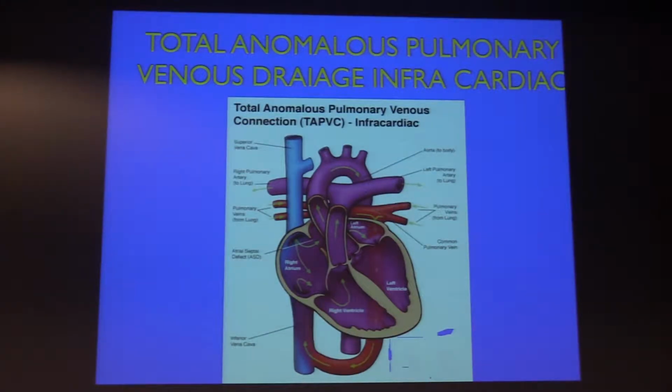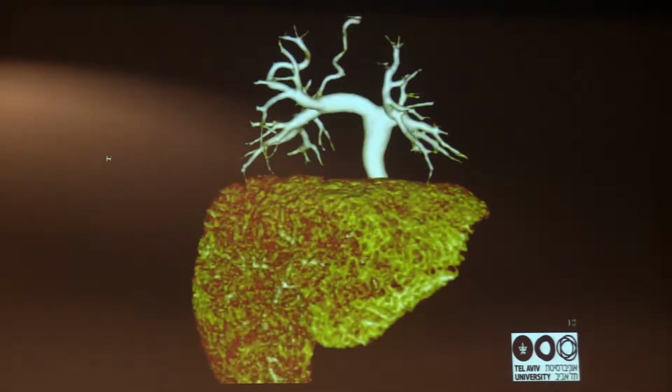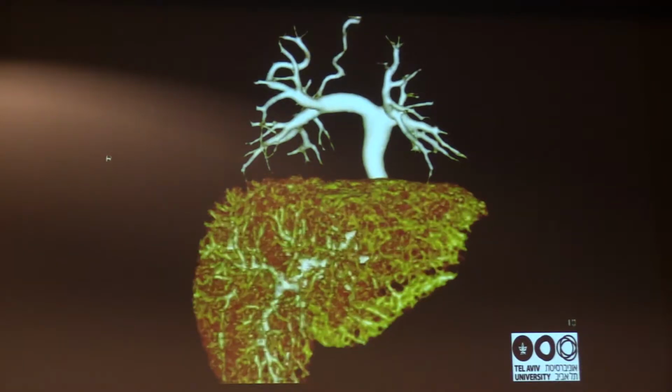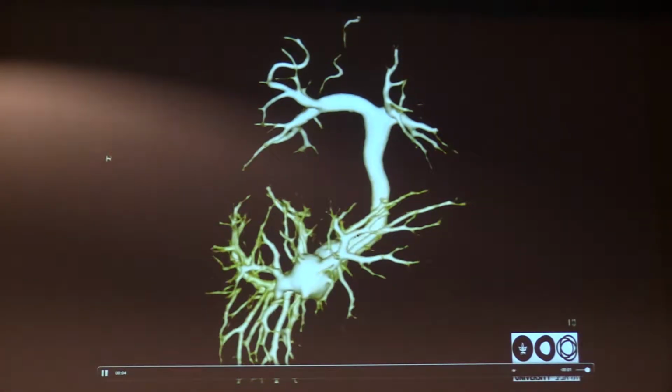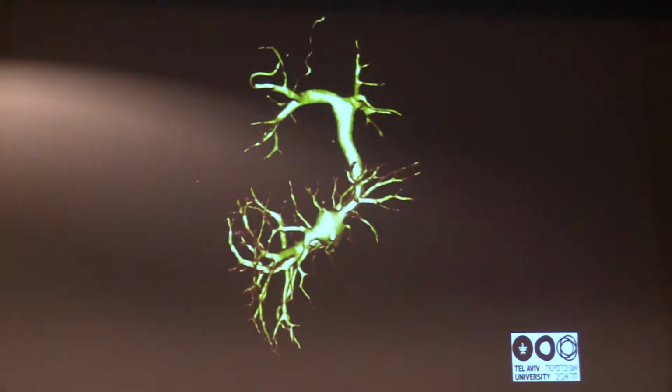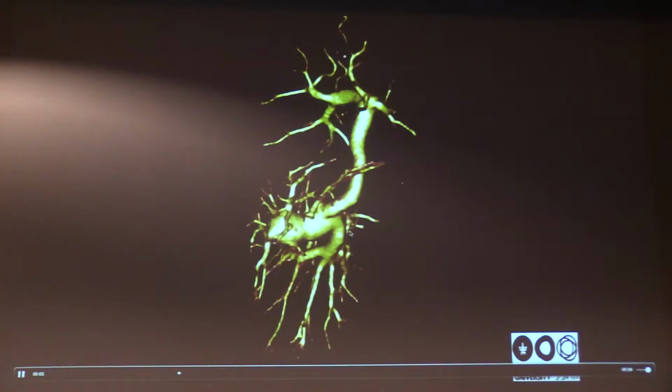Another case of a total anomalous pulmonary venous drainage, infracardiac. Here you can see this is the pulmonary vein in the chart. This is the vertical vein, and this is the IVC. In our case, you can see this is the pulmonary vein, this is the common vein, and this is the vertical vein. We can easily get inside and see the communication of this vein to the hepatic vein. This is another case, the same case with swiveling.